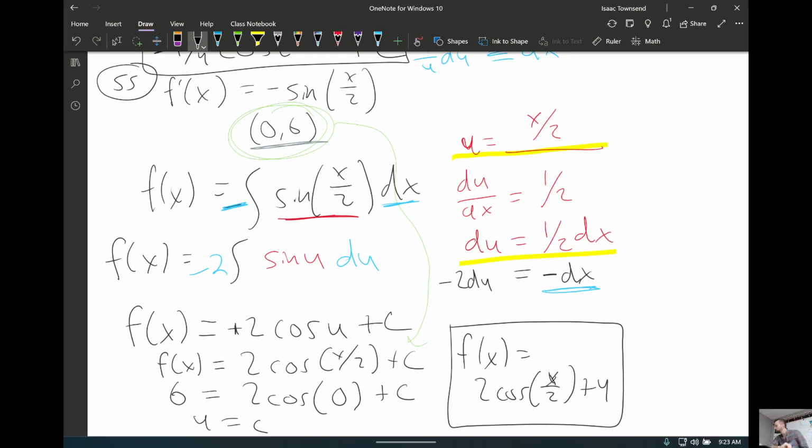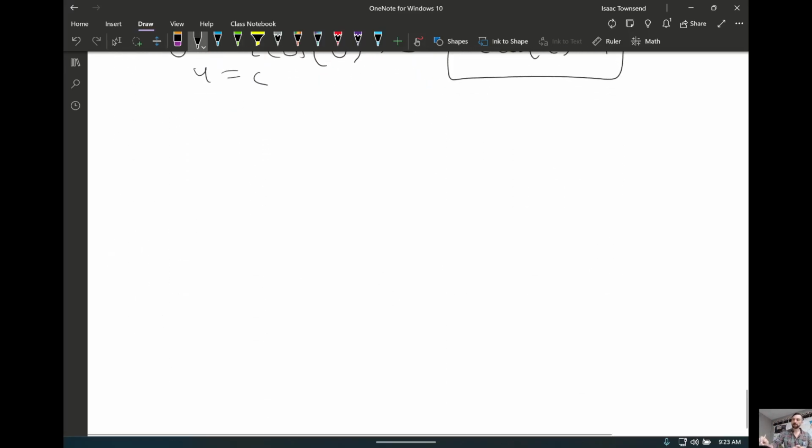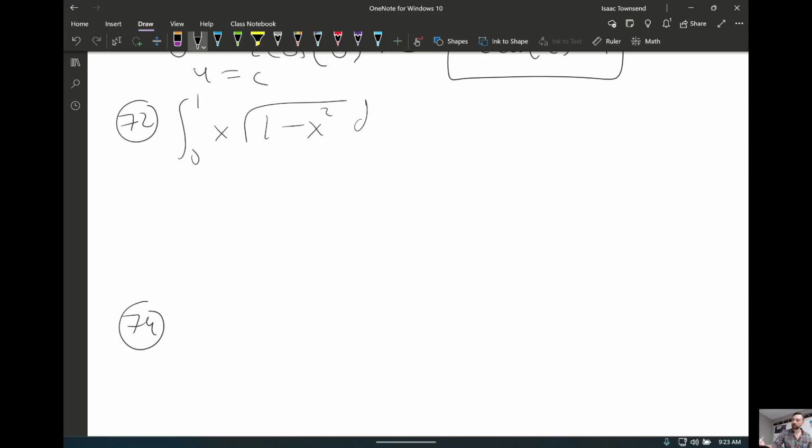Okay, last two would be 72 and 74. So these are a little bit different because these are definite integrals. These have the bounds in them. So remember, we have to do something about those bounds like we did on the bottom of the notes. None of the questions we've looked at have been definite integrals until this one.